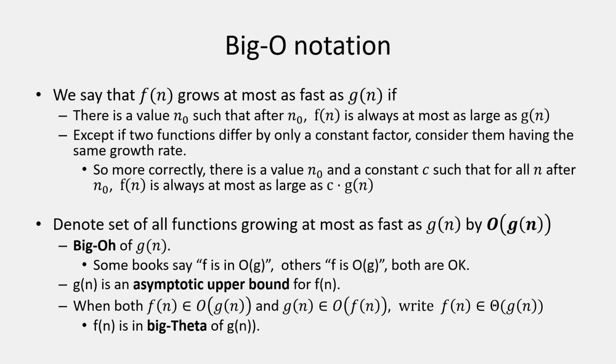And moreover, sometimes we want to say that the function has the same growth rate, and in this case it means that f is in big O of g and g is in big O of f, and then we write O with this line in the middle, which makes it a Greek letter theta. So f is big theta of g if they have the same growth rate.